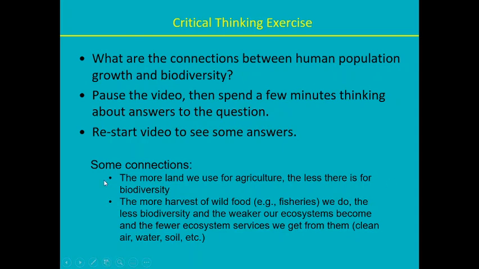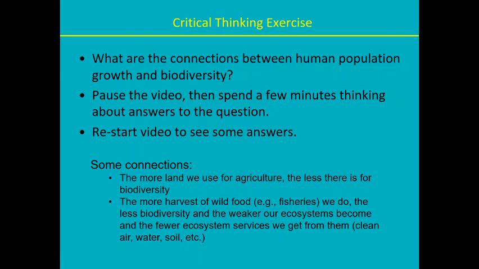First of all, the more land we use for agriculture or ranching, the less there is for biodiversity. We talked about that just previously. But we don't just get food from ranching and row crops and agriculture. We also go out into the wilderness, into ecosystems, and harvest wild food. Mostly these days, it's done via fisheries. A fishery, of course, is referring to a species of fish or squid or crab or something like that we exploit for food. Okay, and the more that we harvest of wild food, the less biodiversity that there is.